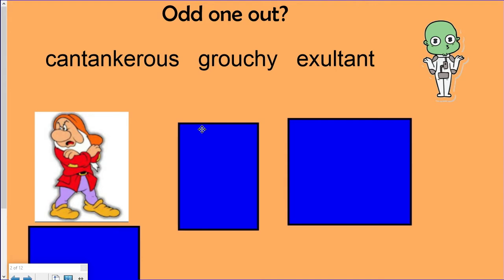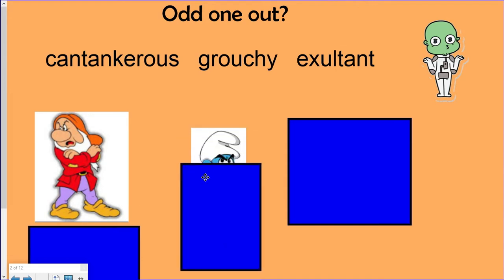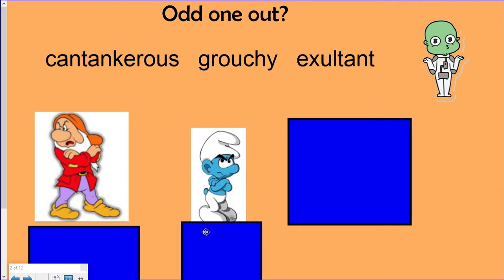Grouchy. Grouchy, here's my picture to explain grouchy, is also a word you could use to describe somebody in a bad mood. So by process of elimination, we should all know which one is the odd one out.